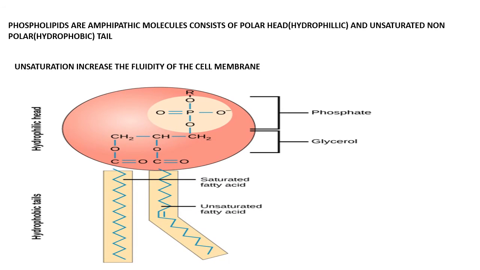Phospholipids are amphipathic molecules, consisting of a polar head, that is hydrophilic, and an unsaturated nonpolar, that is hydrophobic tail. Unsaturation increases the fluidity of cell membrane. Look at the structure of plasma phospholipid. You will find that it is made up of two things, that is hydrophilic head and hydrophobic tail, which is made up of hydrocarbons, that is CH3, CH2, CH2. This is the water hating or water repellent portion of the phospholipid.